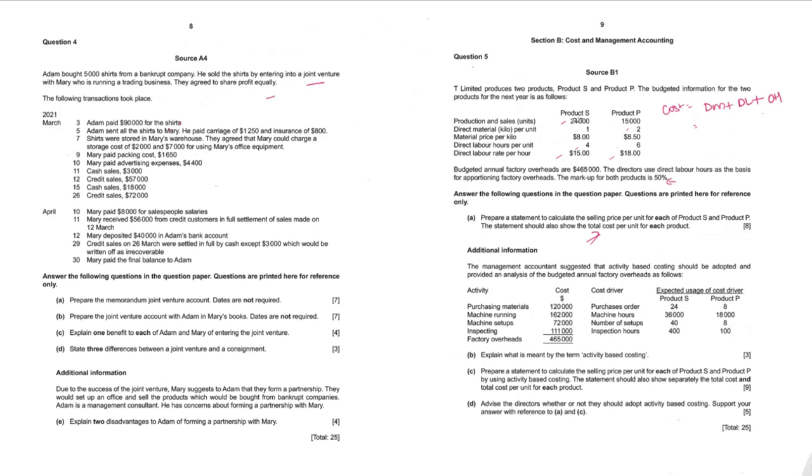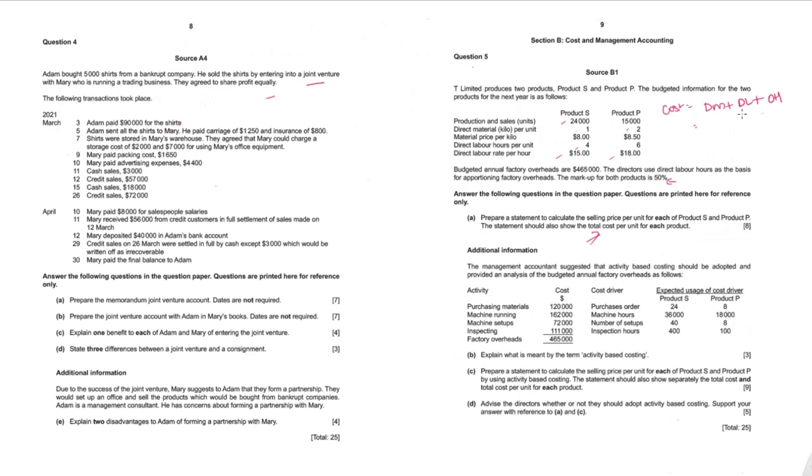Direct material, let's say for product S, will be 1 kilo into $8, while for product P, it will be 2 kilos into $8.5. So $8 and $17. When it comes to direct labor, 4 hours into $15 per hour, $60 for product S, 6 hours into $18, which is $108 per unit. So that completes direct material and direct labor.